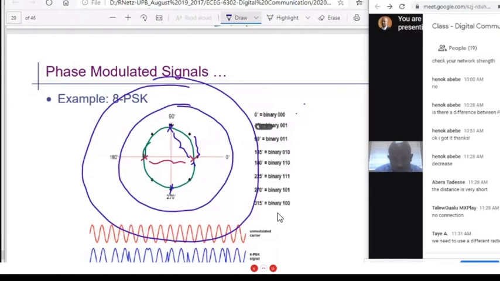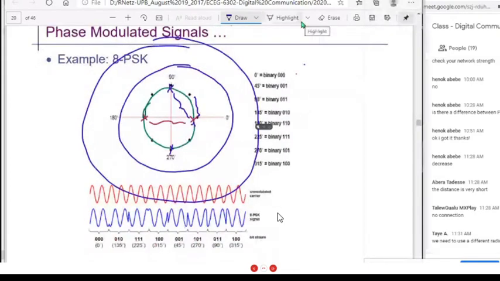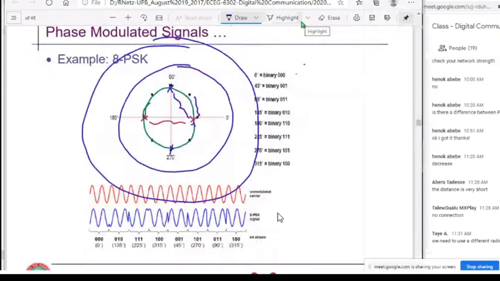Okay, the other thing that we can note is, okay, this is a constellation plot representation. This is the carrier signal, unmodulated carrier.